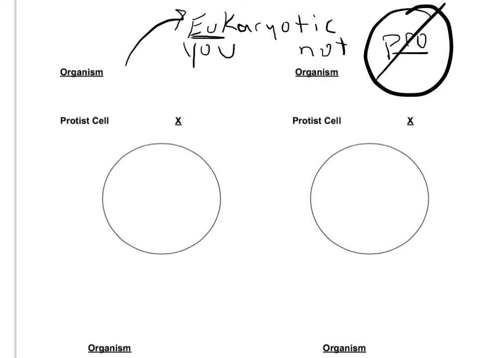Prokaryotic cells are extremely simplistic. They don't contain any nuclear or membrane-bound organelles. They don't seem to have high levels of organization, whereas the eukaryotic cells do.